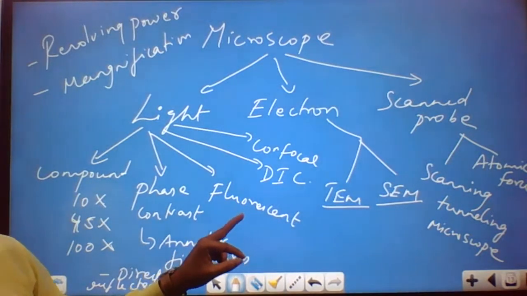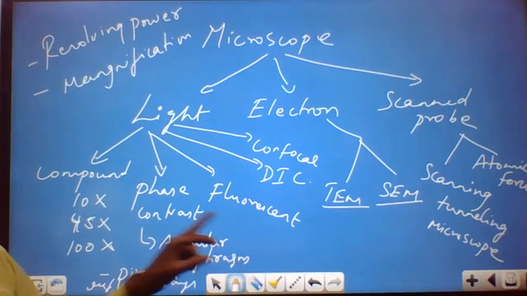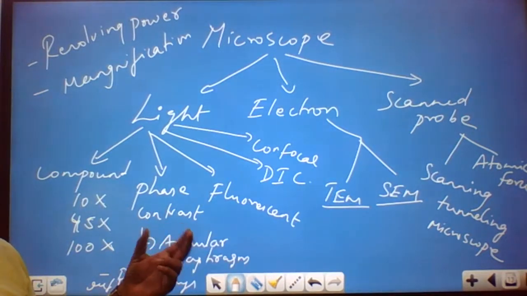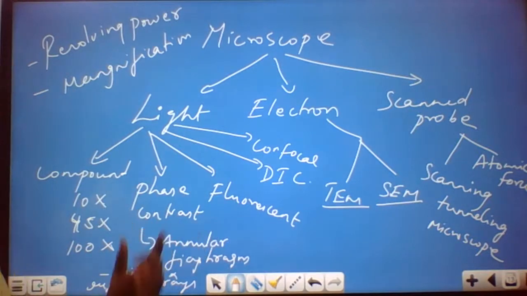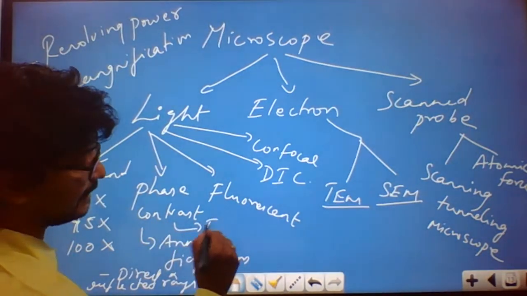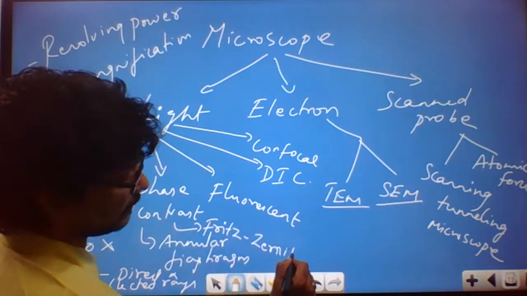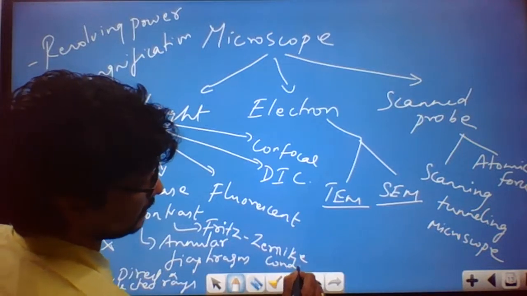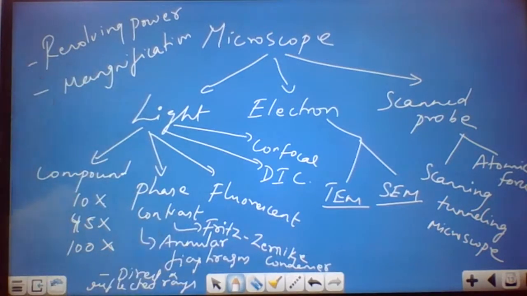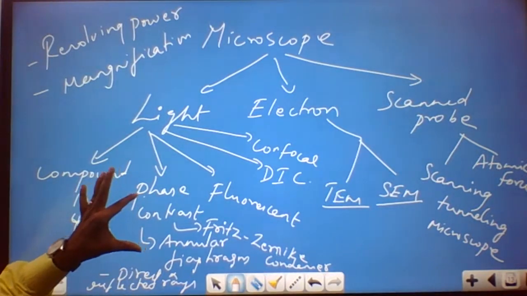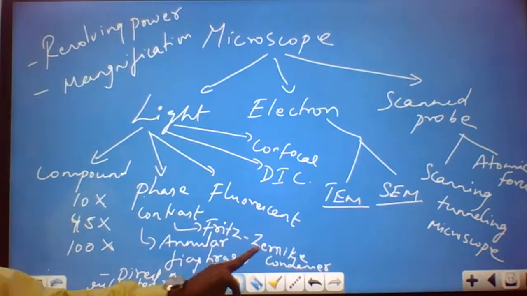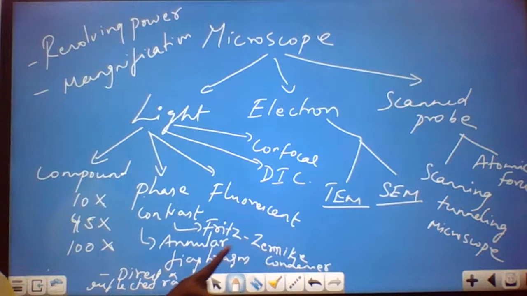Fluorescent microscope. Can someone tell me the application of the fluorescent microscope? Before that, in the phase contrast microscope, we use a special type of condenser. What is the name of the condenser? The Fritz-Zernike condenser is a special type of condenser that we use in the phase contrast microscope. This condenser helps to combine the direct and the reflected rays together. This is the principle behind the phase contrast microscope.